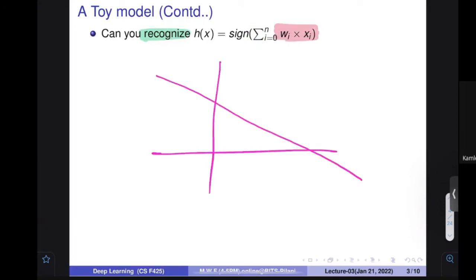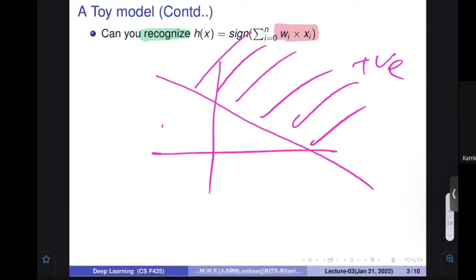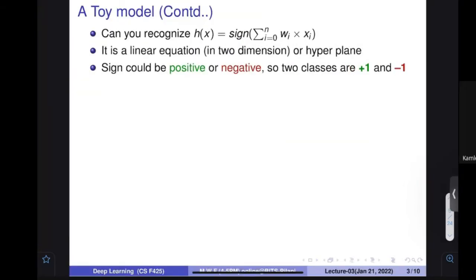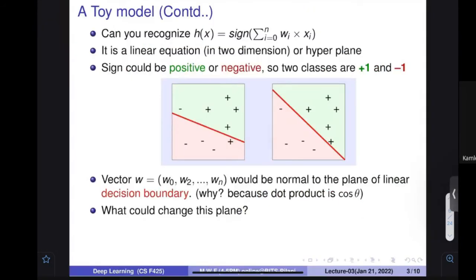A line. On one side, positive things are there; on another side, negative things are there. Okay, are you with me? Yes, sir. Okay. So in two dimensions, we have seen that it was a line in the two-dimensional space. Similarly, if the number of dimensions is higher, it becomes a hyperplane. Two sides, one positive, another negative. We can say plus one and minus one.